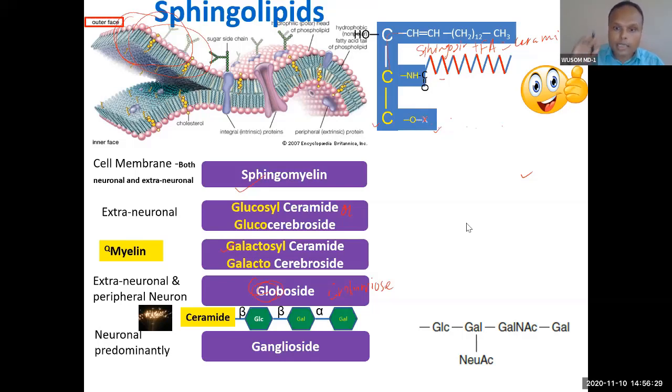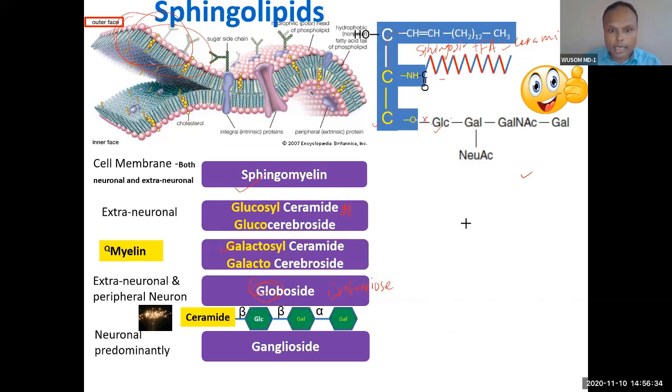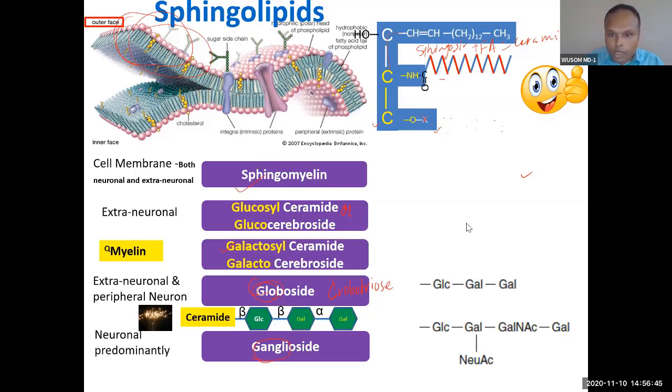Now, last but not the least, the name derived from ganglia, and this is called ganglioside. You can see this ganglioside also has glucose, galactose, galactose. But the last galactose, if you compare with this, this is galactose amine. So galactose amine plus galactose, galactose, glucose. This is a 4-type oligosaccharide. With this, there is one neuraminic acid.